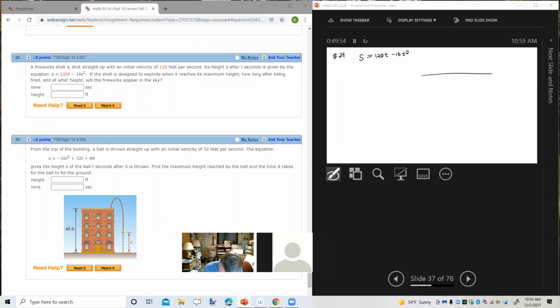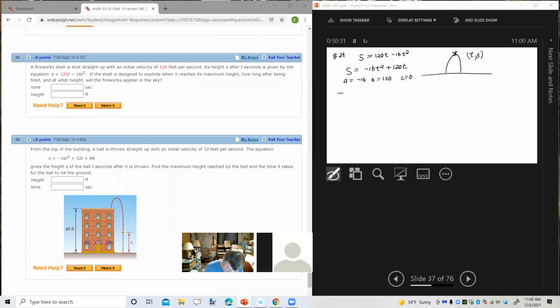All right, so we got the ground. We're going to fire this fireworks off, and we want it to explode up here at its maximum height. And it says how long after being fired, so that would be time. And at what height, that would be s, will the fireworks appear in the sky. So basically, we want the vertex of this parabola. So the first thing I'm going to do is put it in standard form. Okay, so A is -16, B is 120, and C is 0 if we need it.